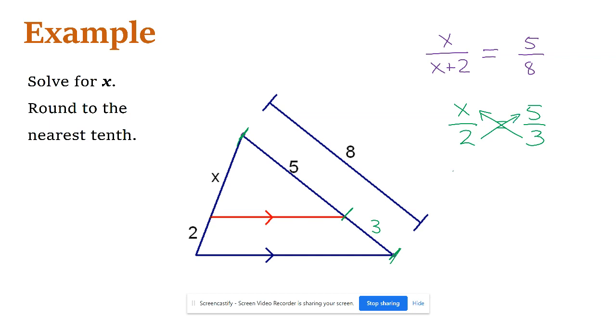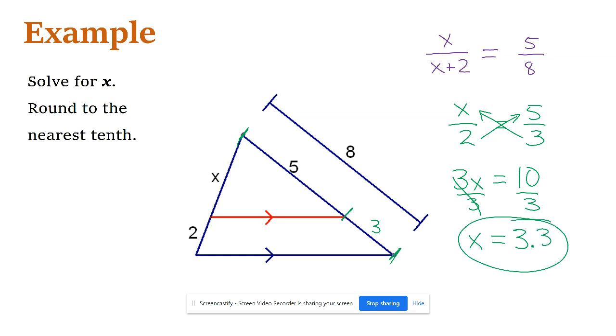So I'll take 3 times x, that's 3x. 2 times 5 is 10. Now I just divide by 3. You do get a fraction or a decimal depending on which way you do it. This says round to the nearest tenth, so we'll change it into a decimal. 10 divided by 3, if you work that out by hand or put it in a calculator, you should get 3.3 repeating. So if we round that off to the nearest tenth, which is one number after the decimal, it would round off to 3.3. So x is going to be 3.3, 3 1/3.